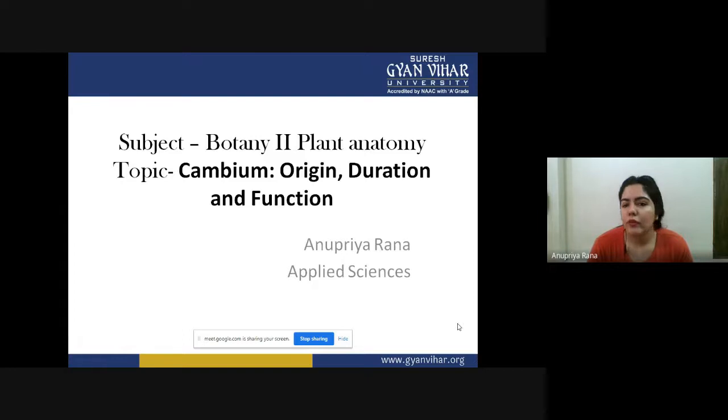Okay, so unit one has been completed, and we already studied the dicot root, monocot root, dicot stem, dicot leaf, and monocot stem and leaf. So all of the anatomical portion has been done. Now we will see, in unit two, the secondary growth.